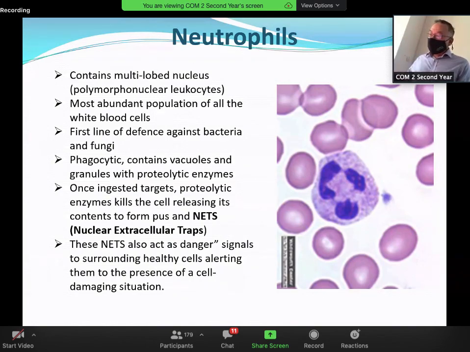But the other function too is that these intracellular contents are then picked up by the PRRs of surrounding healthy cells to recognize that there's cellular damage there, and so causes them to create inflammasomes, generate inflammatory cytokines, and so on.